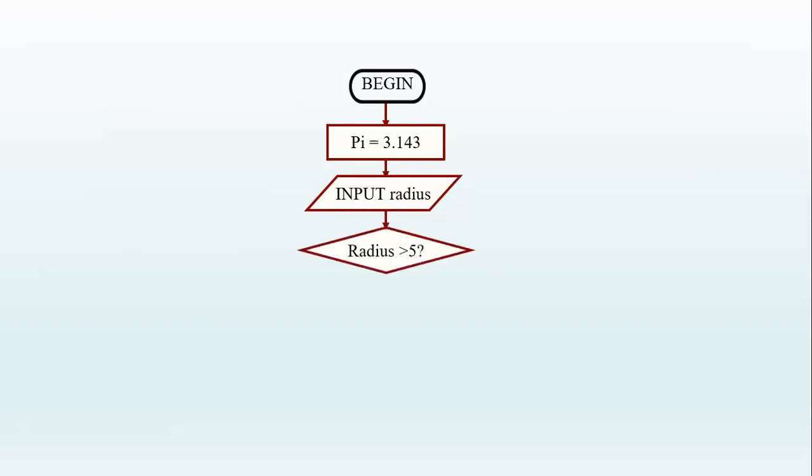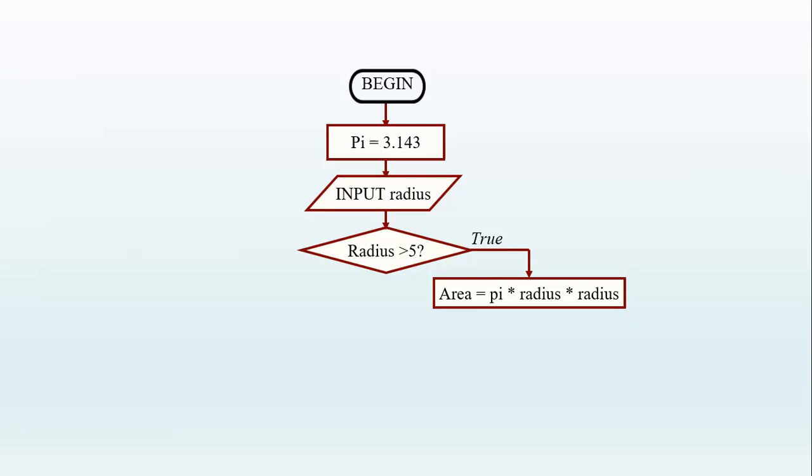From there, we check whether the value entered as radius is greater than 5 or not. So this is the conditional symbol that we have called a rhombus. If the radius entered is greater than 5, then perform the operation. Multiply the content of the memory or variable called pi, or the constant value called pi.